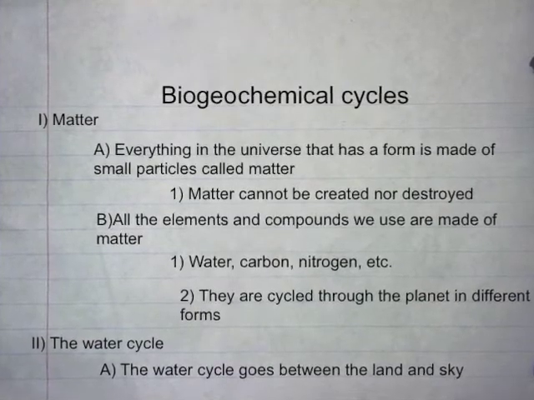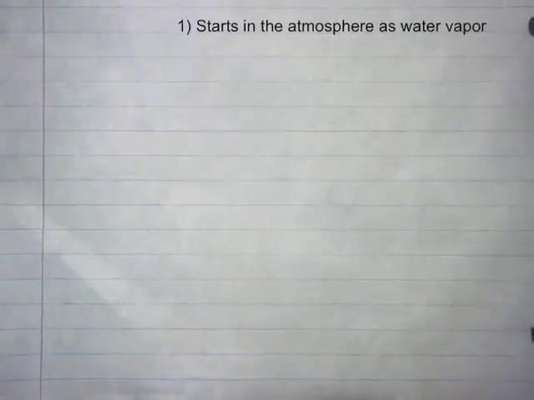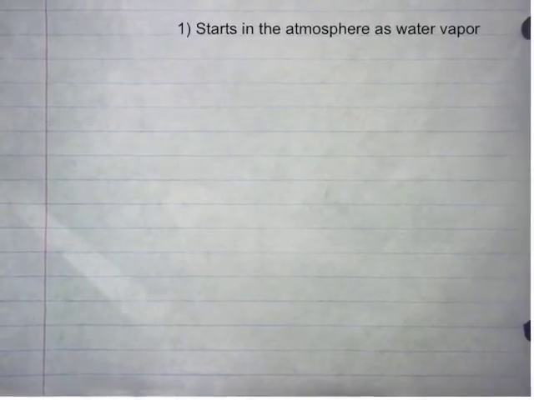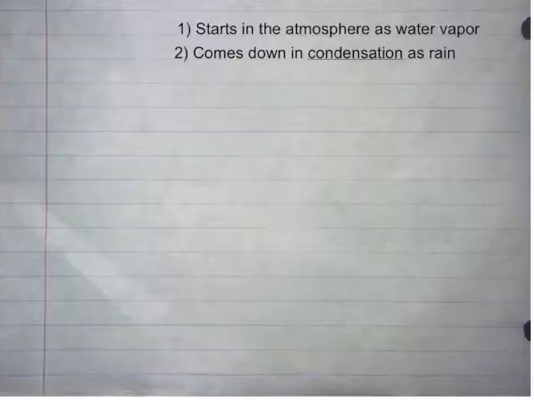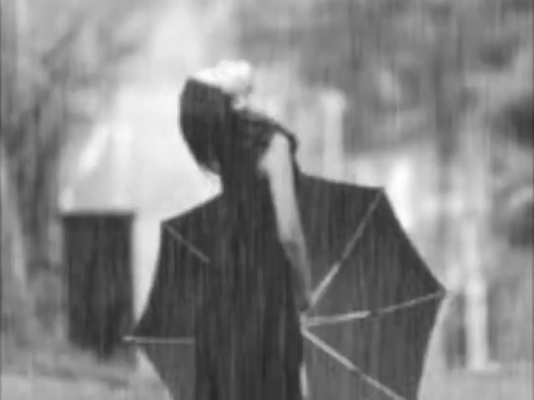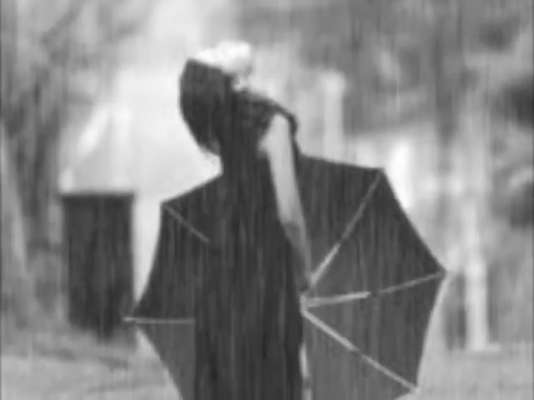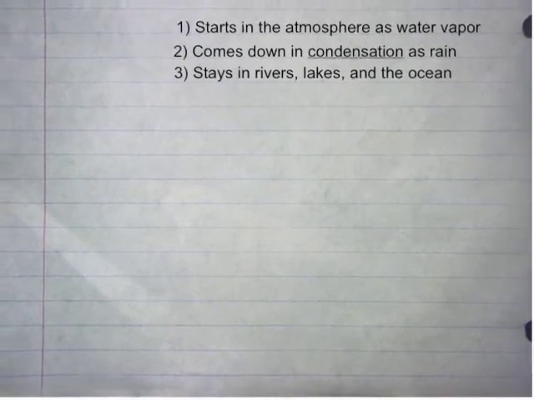The water cycle. The water cycle goes between the land and sky. It starts in the atmosphere as water vapor. You're familiar with water vapor as clouds. Comes down in condensation as rain. Condensation typically comes down as rain or snow. Stays in rivers, lakes, and the ocean as liquid.